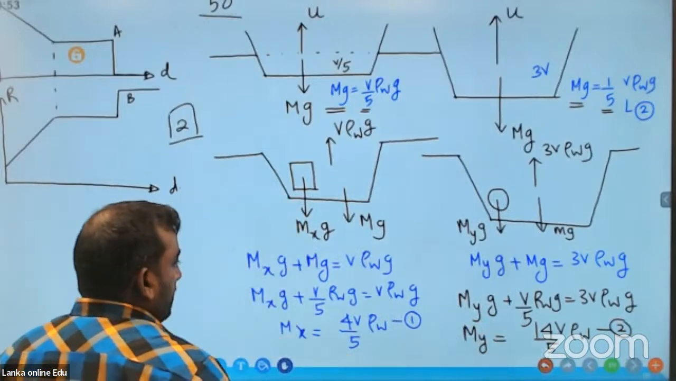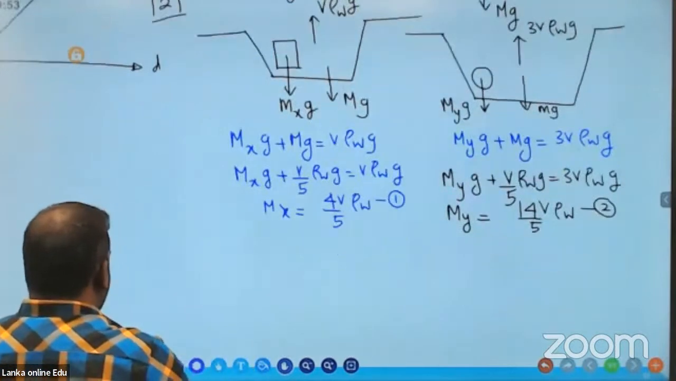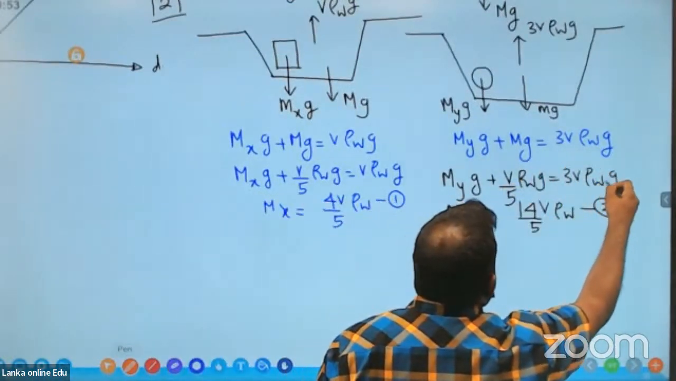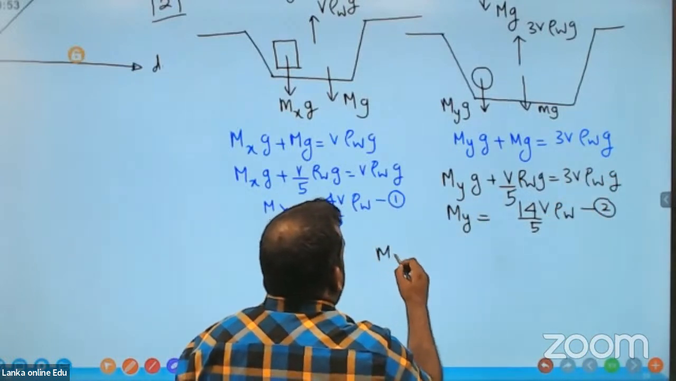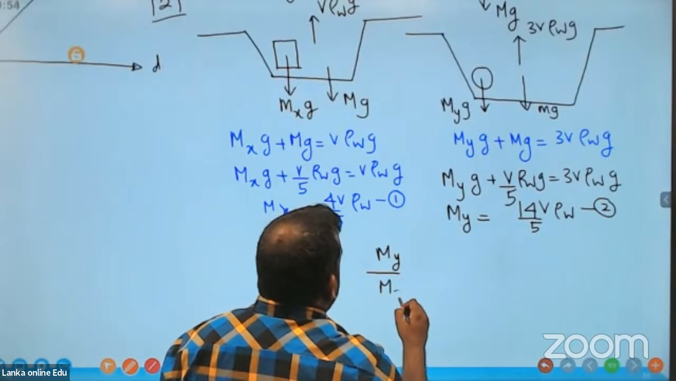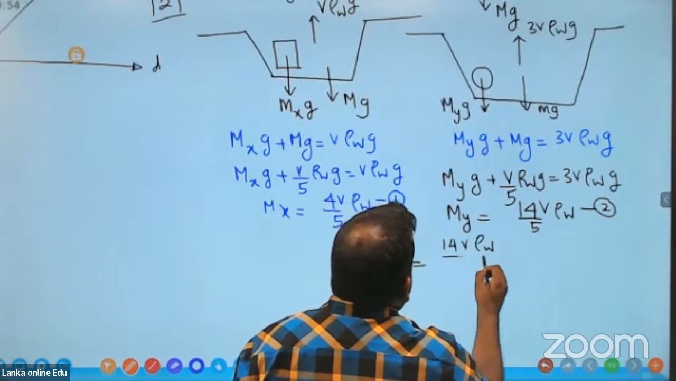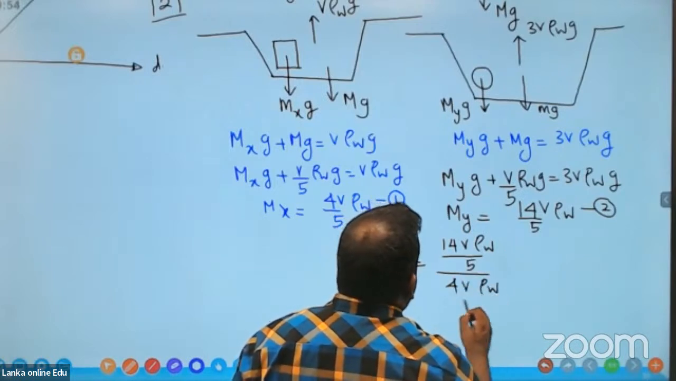So they're asking the ratio. Okay, no? 3V minus V over 5, 15 minus 1, 14. My over Mx is 14V rho W divided by 5, divided by 4V rho W divided by 5.